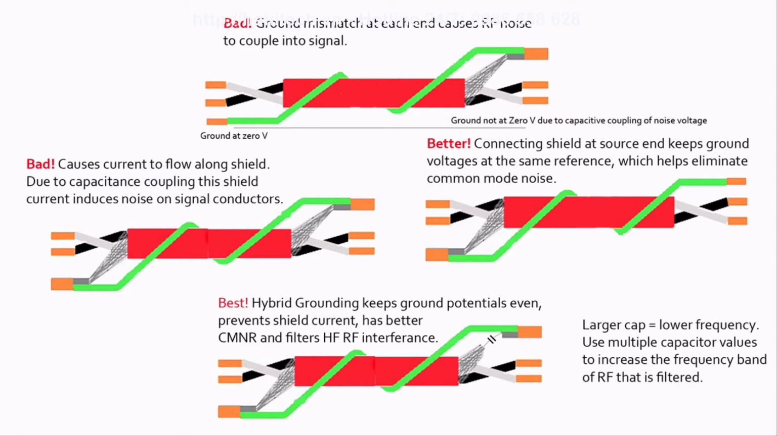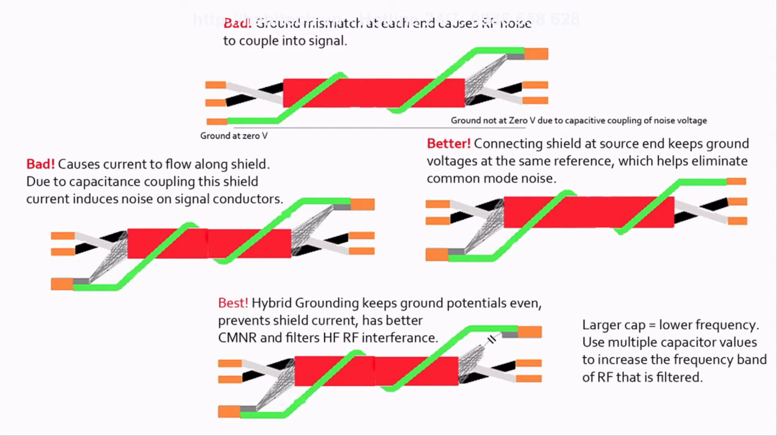Depending on which end you connect it to, either the receiving end or the sending end, you're going to either help to avoid common mode noise, or you're going to be able to avoid RF noise. And so there's a couple of different things that you can look at doing. If you connect it to the receiving end, you're going to have a much better result to filter out RF noise. Whereas if you connect it to the sending end, you're going to be able to filter out common mode noise.